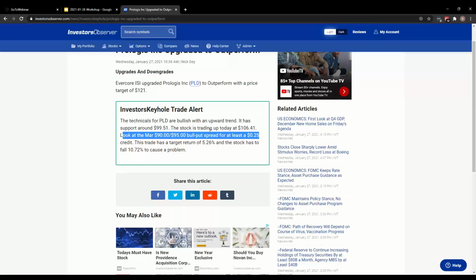Okay, so it's the March 90-95 bull put spread for at least a 25-cent credit. So you're going to buy the March 90 put, sell the March 95 put, and you should do that for a credit of 25 cents or better. This is one of those cases where that multi-leg order ticket is pretty useful because you want to do both of these pieces and you want to get that 25-cent price, and you don't want to do just one of them for some other price. So it's really important to do that on that multi-leg order ticket. And then this trade returns 5.25%, and the stock has to fall almost 11% to cause a problem.